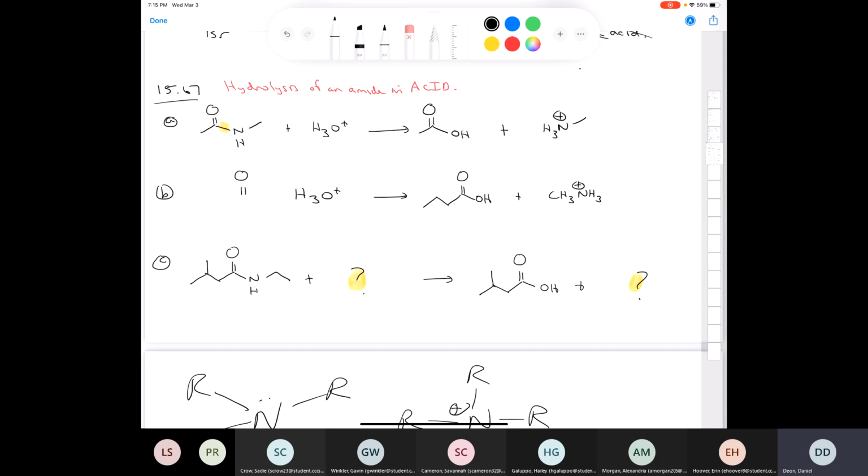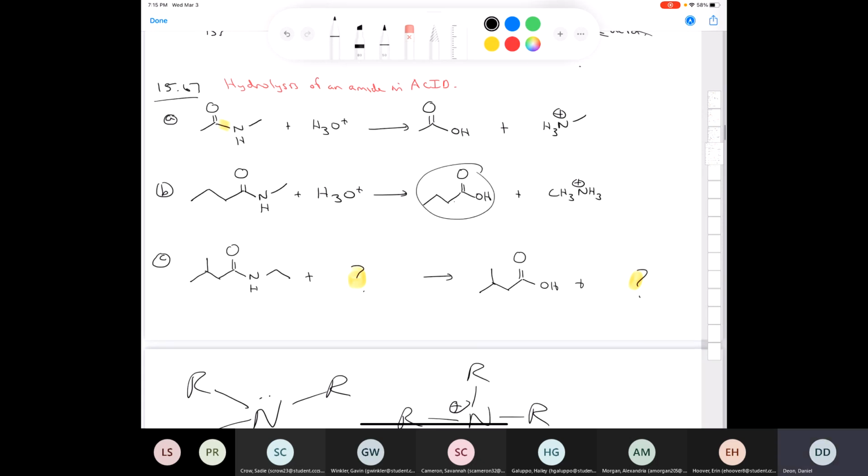So we're going to have our 1, 2, 3, 4 carbons. We're going to have a bond to nitrogen, and then it's only going to have a methyl group on it. So we're going to need a hydrogen here. Let me just move my hydronium over a little bit to make it a little neater. And there you go. So you start with N-methyl butanamide, and you hydrolyze that in acid, and you end up with butanoic acid and the methylammonium ion.